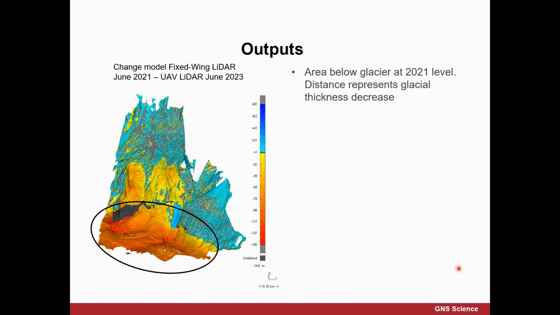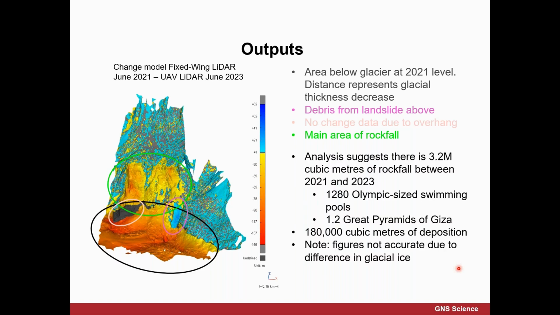Yep, just went through that. That little blue patch there is debris from the landslide above, and the hole there is just due to an overhang, and trying to do a vertical change model with an overhang doesn't really work that well. And that's the main area of rockfall, which is 3.2 million cubic meters. It's not super accurate because it would be better if we had a more recent data set to compare it with, and also it doesn't detect anything below that glacial ice.